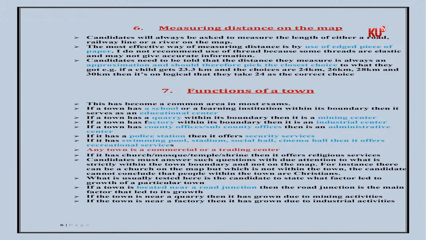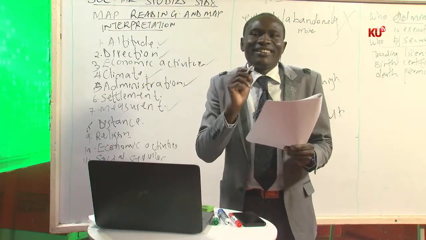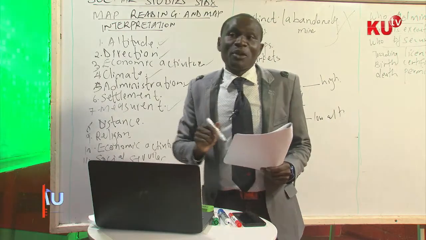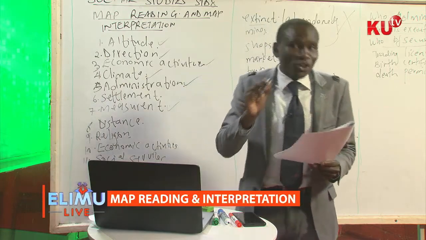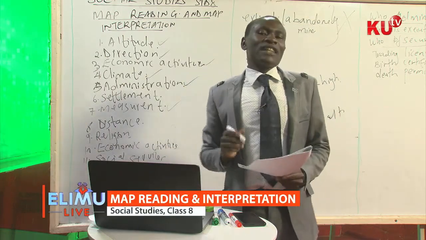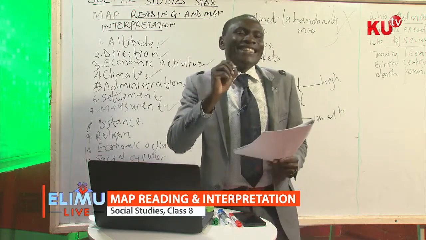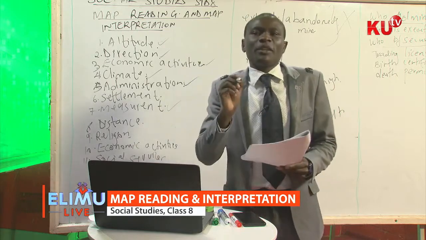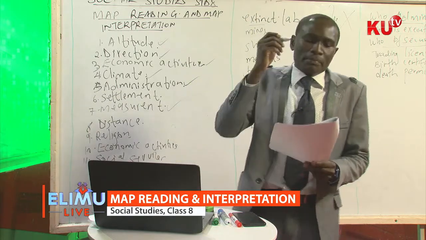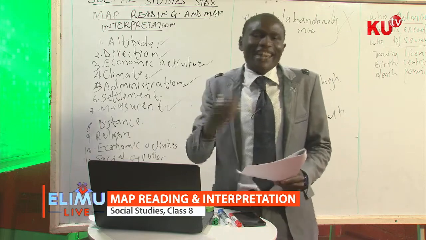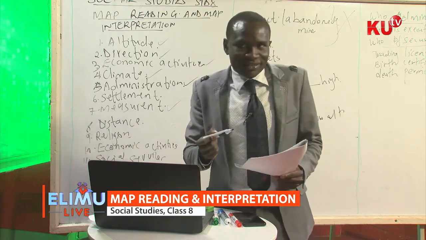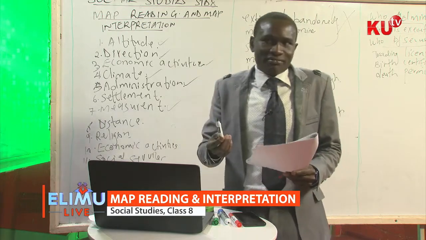Candidates will always be asked to measure the length of either a road or a railway line on the map. Be very careful. First, look at the scale on the map. What about if the scale is not on the map? And I want to emphasize on that. There is no question in KCPE that has ever been set where the scale is missing. The scale must be there.